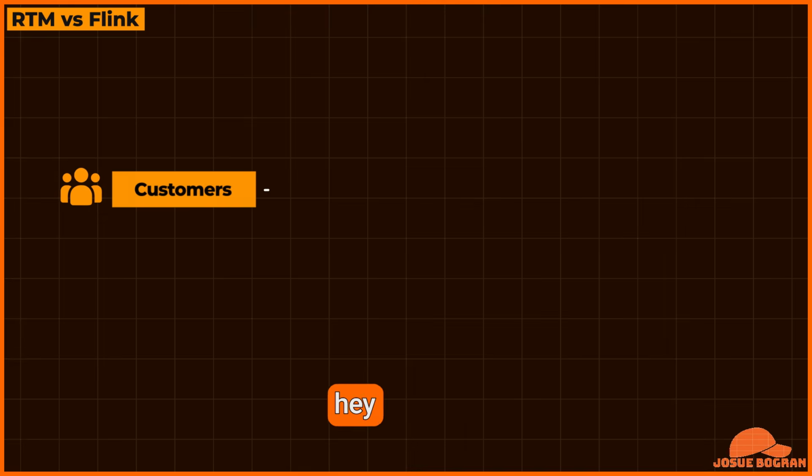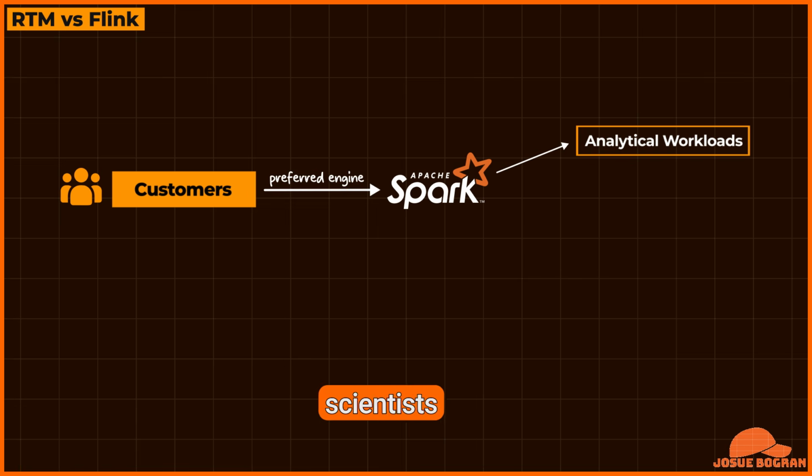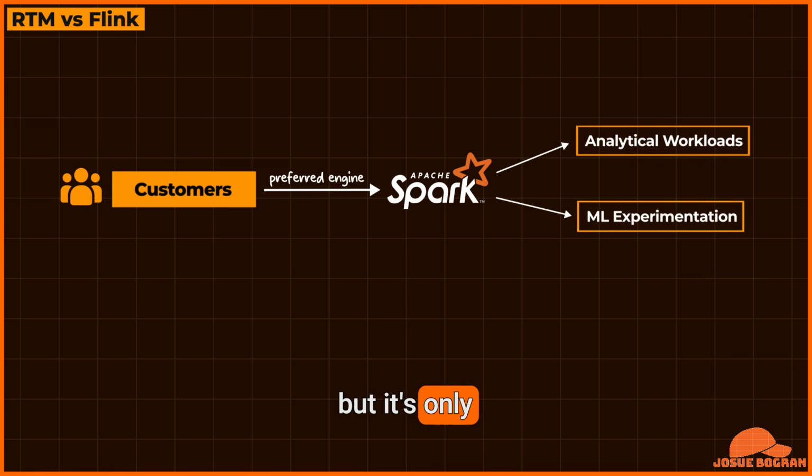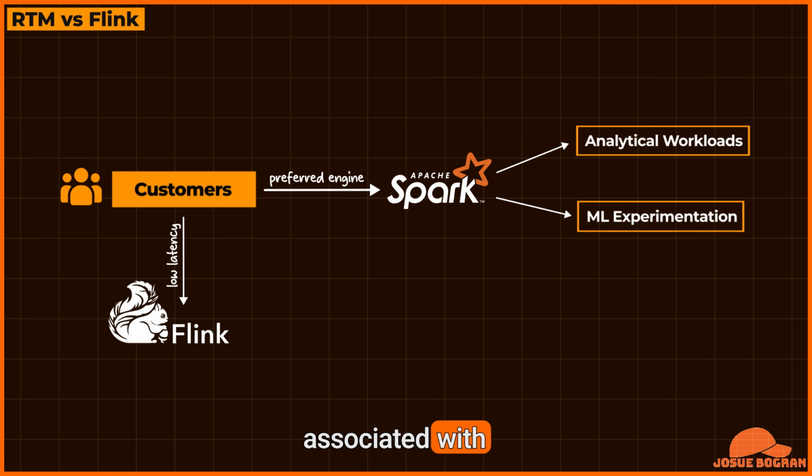The history behind this is that customers tell us that, hey, Spark is the preferred engine and the preferred platform for our analytical workloads. Our ML scientists use it for their experimentation, but it's only for these specific low latency sub-second use cases where we need to go and manage a separate engine called Flink. Now, there's a lot of complexity associated with it.